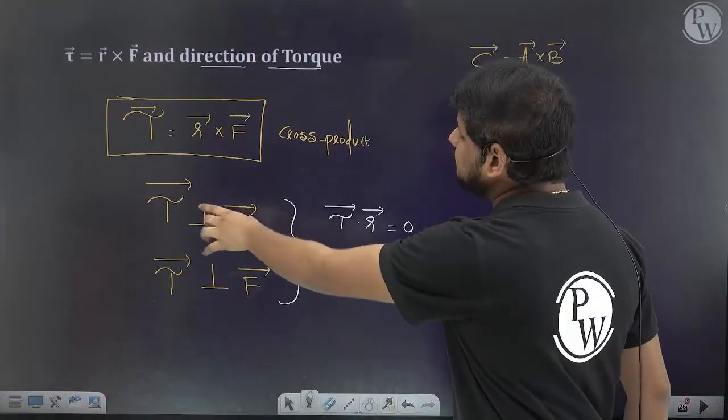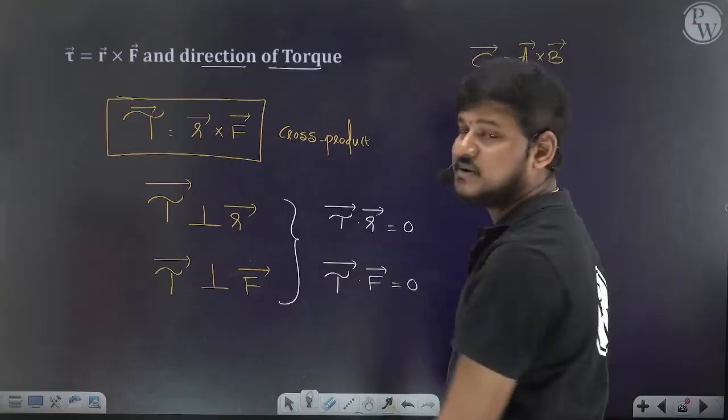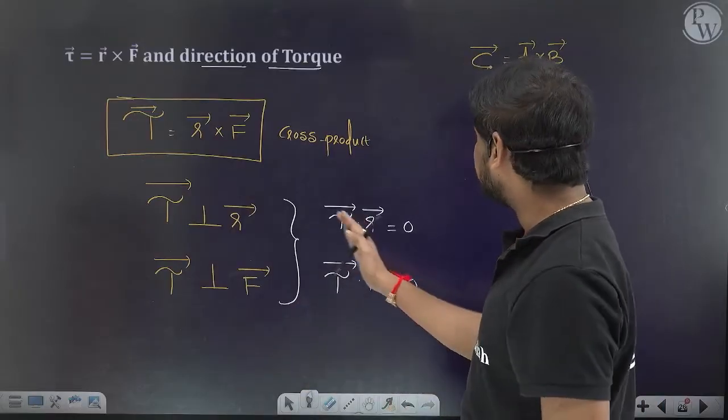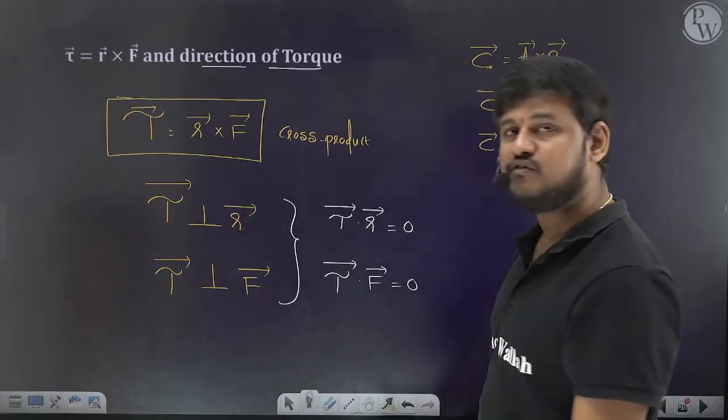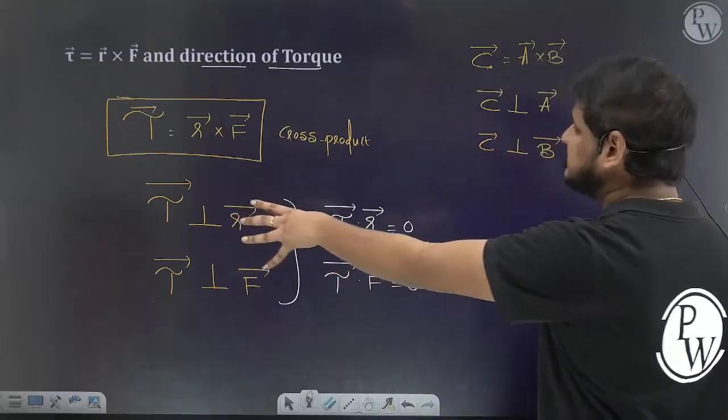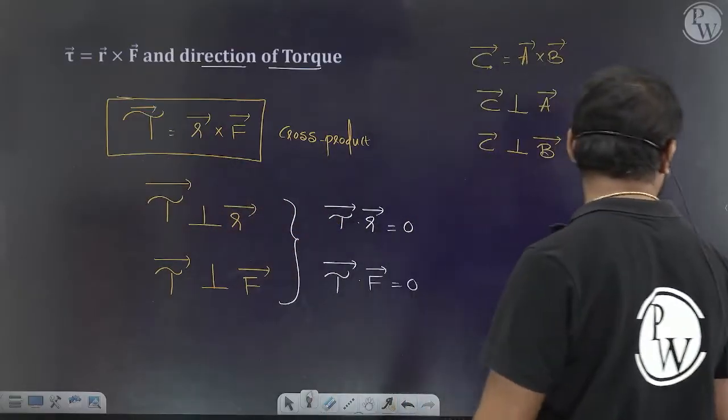Then torque will be perpendicular to R, and torque will be perpendicular to force. So torque dot R will be 0, and torque dot F also will be 0. Torque is tau; we actually pronounce it as tau.